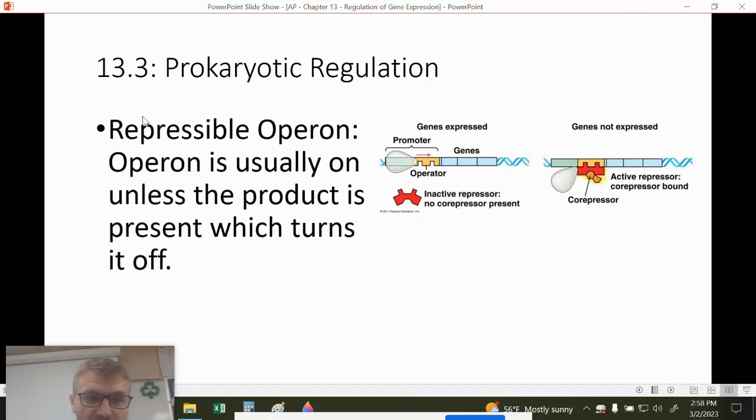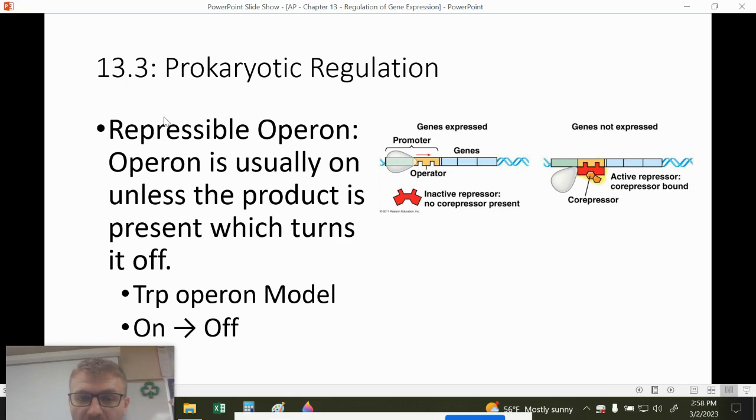Our other type is called the repressible operon. This is when the operon is usually on, but when the product is present in high enough amounts, it's going to be turned off, and that's our trp operon. So you have to know the difference between a repressible and an inducible operon.